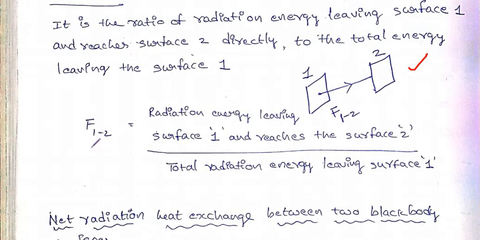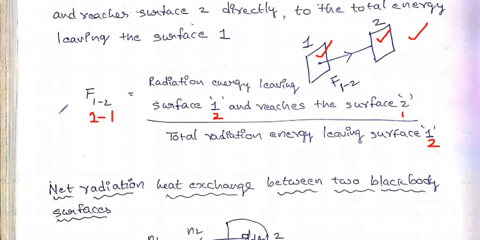When the emitted radiation leaves surface 1 and reaches surface 2, then the view factor will be like this. Or if it is F21, we can say it is the radiation energy leaving surface 2 and reaching surface 1 to the total radiation energy leaving surface 2. So this is the formula for view factor.